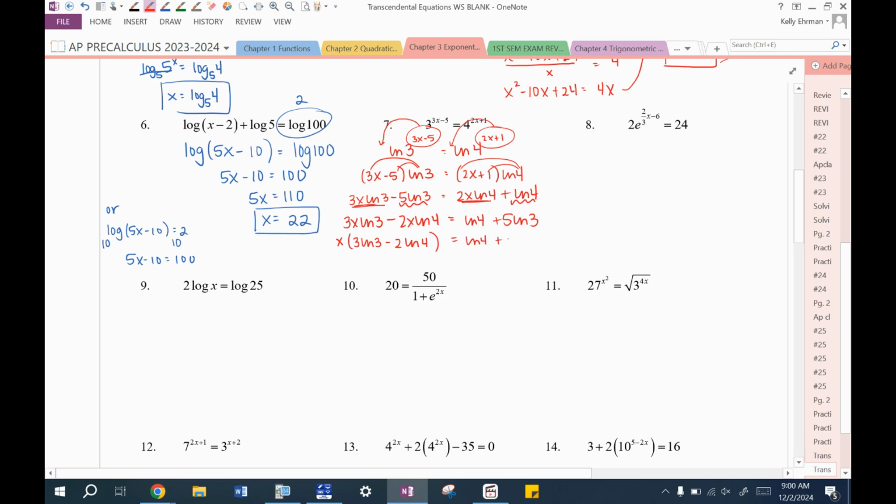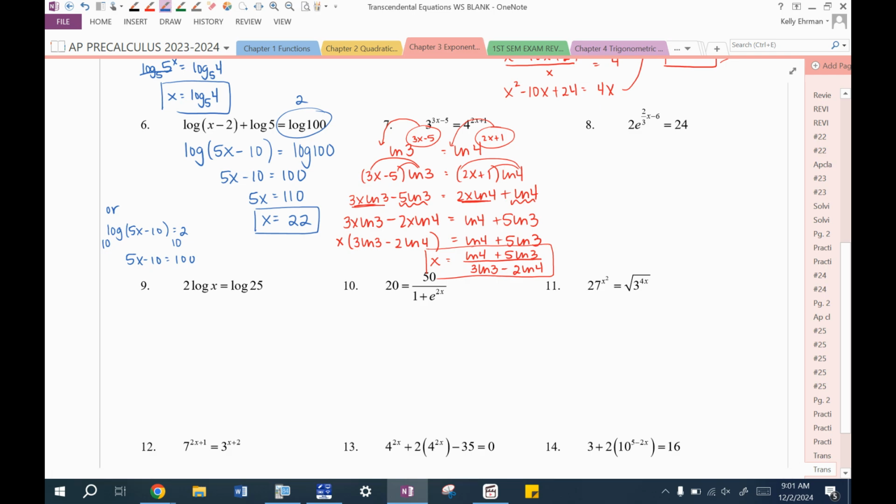There's nothing to do on the right side. And factoring the x out means that it's x times this parentheses, so we can divide by the entire parentheses to send it over to the other side. So it's natural log of 4 plus 5 natural log of 3 over 3 natural log of 3 minus 2 natural log of 4. Now, I'm not going to, but you could practice your condensing skills by moving exponents and condensing with multiplication and division and just seeing what you have to work with. But I'm going to leave that alone.